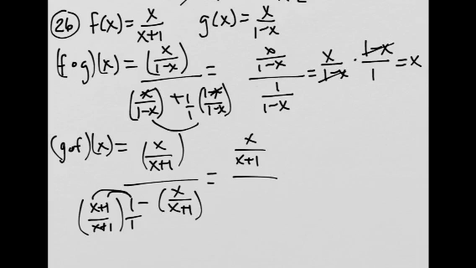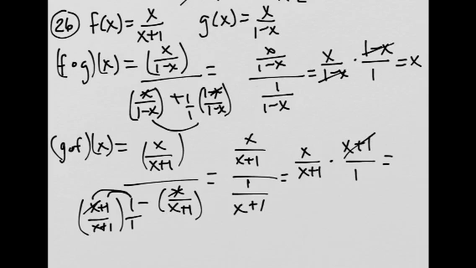So x minus x is gone, and so I'm left with 1 in the numerator. So this is x plus 1. So when I simplify this, I get x over x plus 1 times the reciprocal of the denominator. So the x plus 1 cancels out, so I'm left with x. Now, since both compositions, f of g of x and g of f of x, gave me x, this shows that f and g are inverses of each other. Okay?